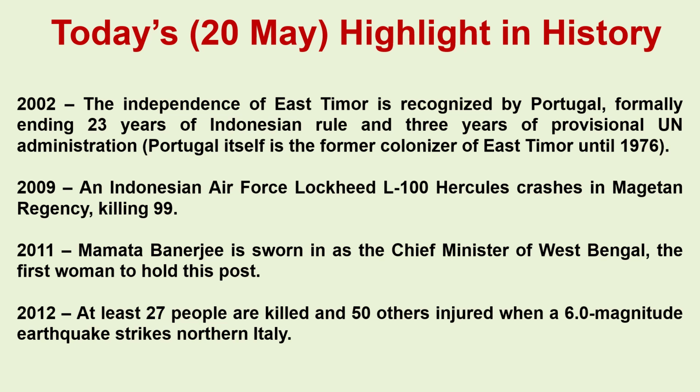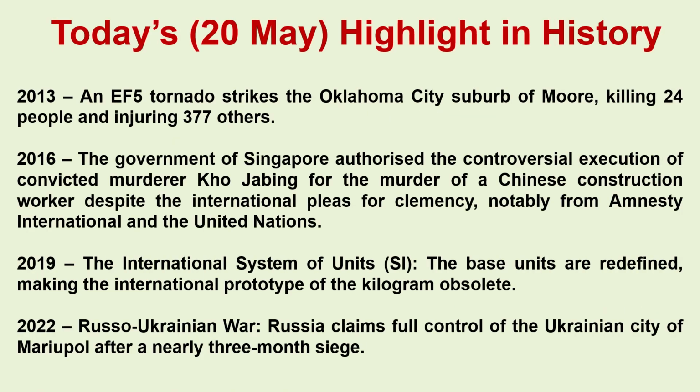2012, at least 27 people are killed and 50 others injured when a 6.0 magnitude earthquake strikes northern Italy. 2013, an EF5 tornado strikes the Oklahoma City suburb of Moore, killing 24 people and injuring 377 others. 2016, the government of Singapore authorized the controversial execution of convicted murderer Kho Jabing for the murder of a Chinese construction worker despite international pleas for clemency, notably from Amnesty International and the United Nations.